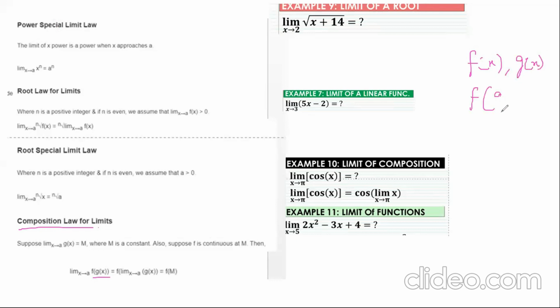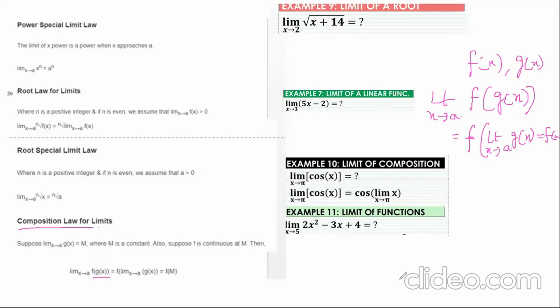f of g of x, right? For this, we have taken a limit as x tends to a. Then how do you write? The limit of the function of g of x, limit as x tends to a of g of x, is equal to f of a, right? In that way, we are going to solve.